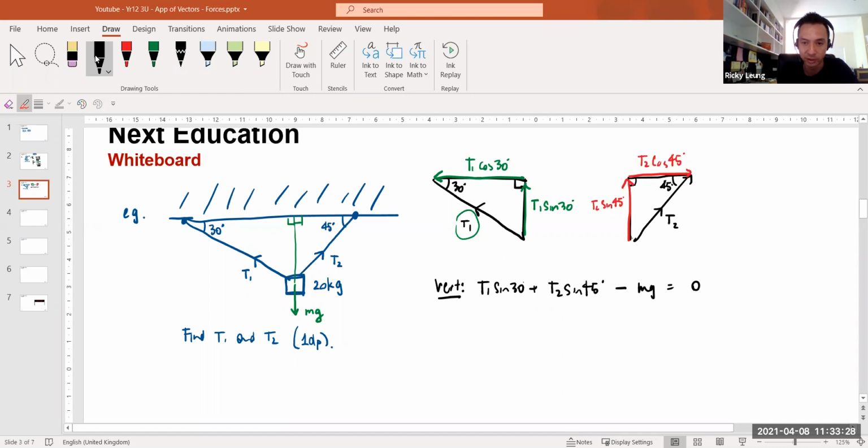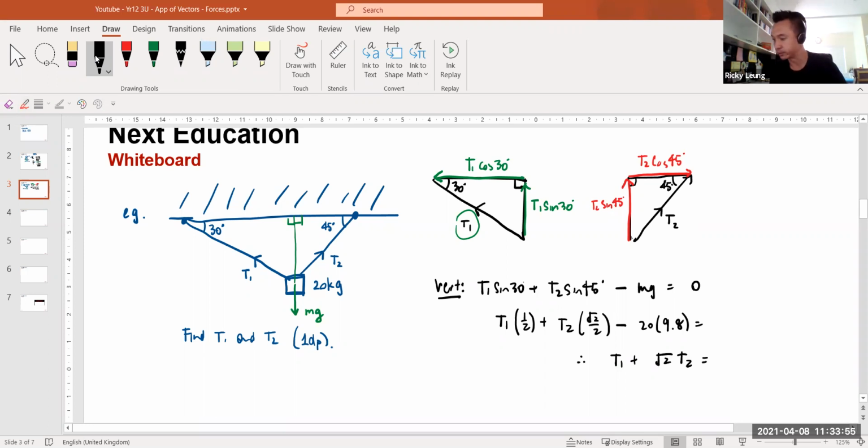Let's sub in everything. I don't have T1 yet. I got the exact value of sine 30 to be a half. For T2, the exact value of sine 45 is root 2 on 2, minus the mass of 20 times gravity. Perfect. How about we times everything by 2 and then move this over as well? Therefore, I get T1 plus root 2 T2 equaling 20 times 9.8 times 2, which on my calculator is 392. That's good. I have my first equation to solve simultaneously, from the verticals.